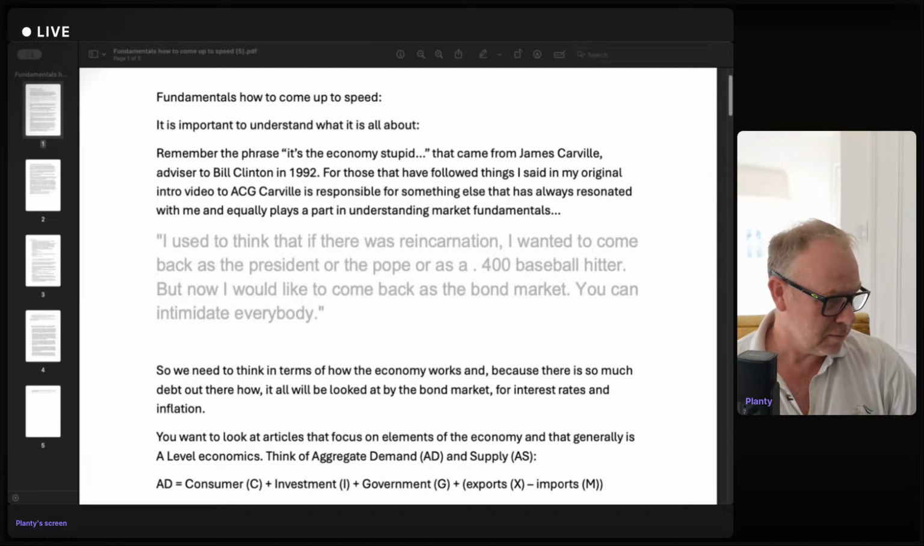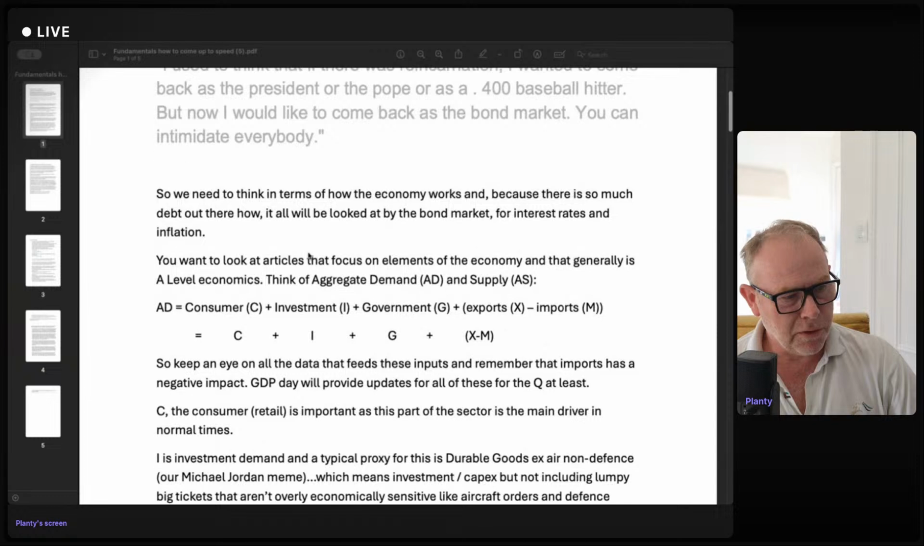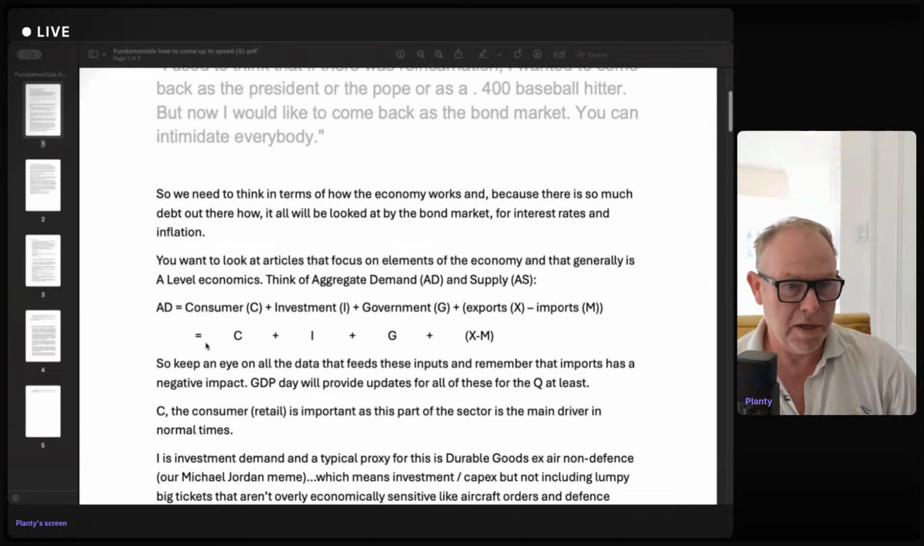But within that document, and this is how I was taught, and this is the thing that I always have at the back of my mind whenever I am looking at things, is what is the economy?